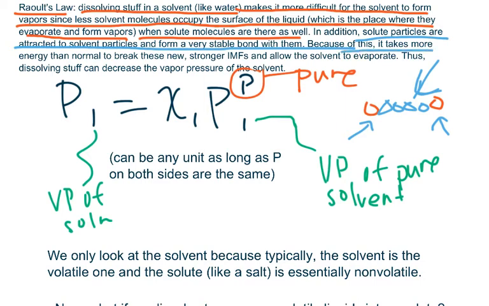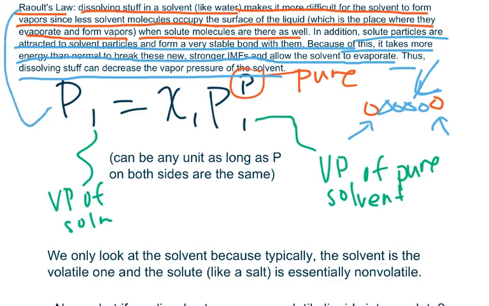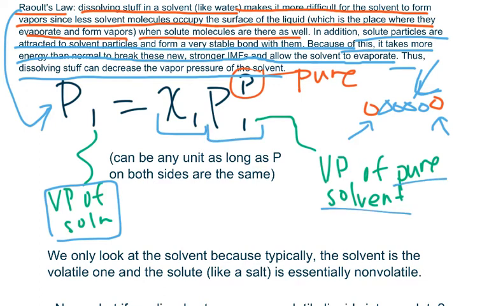Because of this, it actually takes more energy than normal to break these new, usually stronger, IMFs and allow the solvent to evaporate. Thus, dissolving stuff can decrease the vapor pressure of the solvent. So Raoult's law is actually an equation. It tells us that the vapor pressure of a solution is equal to the mole fraction for the solvent times the vapor pressure of the solvent if it was pure and without any solute dissolved in it.